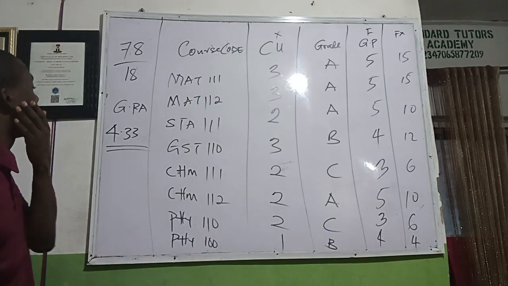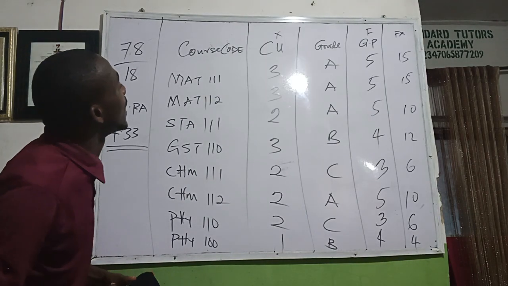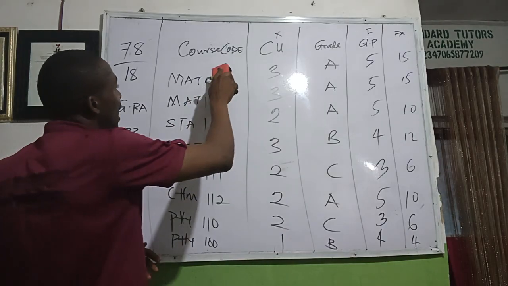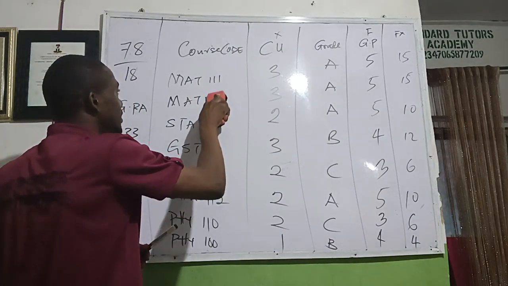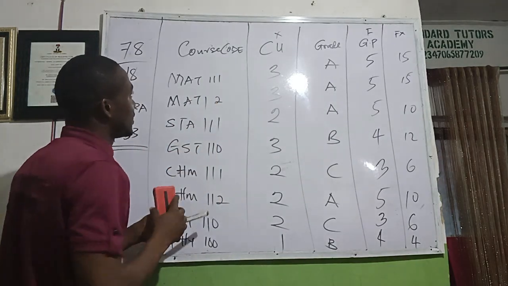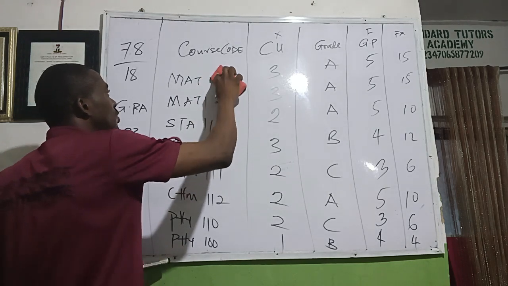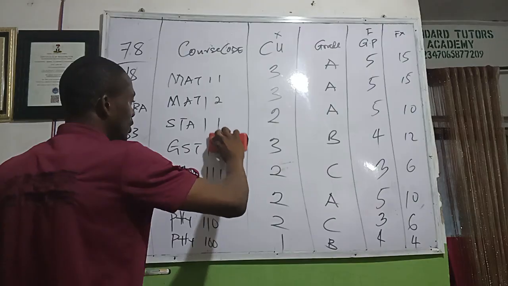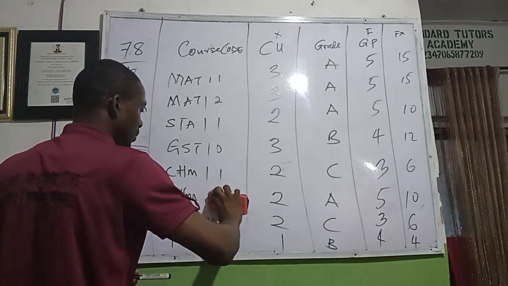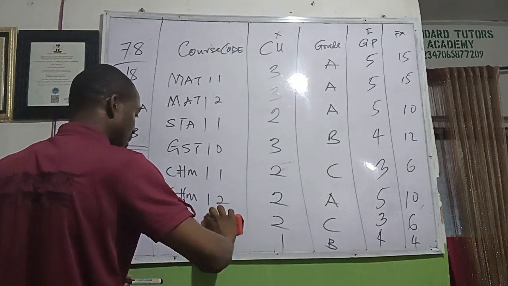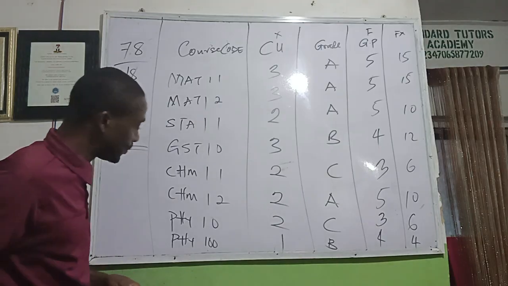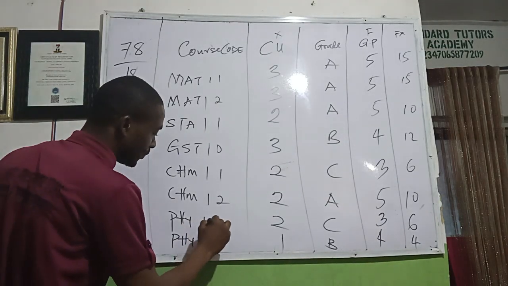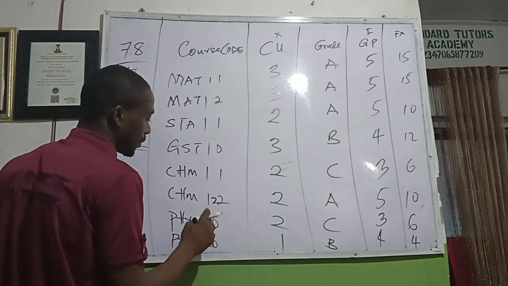Now let's quickly move to second semester. In my school, whenever you see 1, it represents first semester, and 2 represents second semester. I don't know how some other schools run theirs, but in my own school, that is how it is. So now we are doing the second semester.